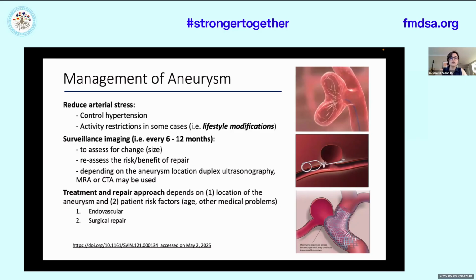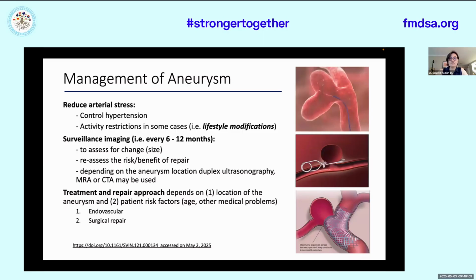And then we can use surveillance imaging, depending on the location. That might be ultrasound, CAT scan, or MRA. What we're looking for is an increase in the size. And each time we do that, we're reassessing the risk versus the benefit for fixing the aneurysm at that time.